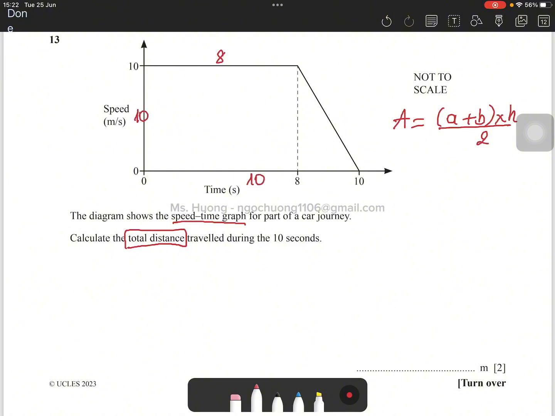So we just substitute everything into this formula. 8 plus 10, multiplied by 10. Then we divide everything by 2, which is 90. So the area is 90, which means the total distance is 90 meters.